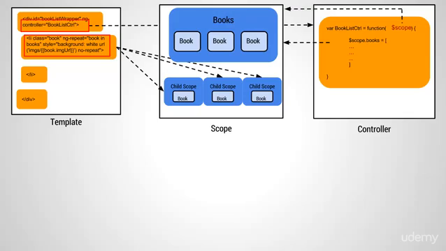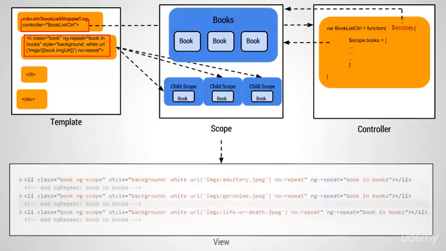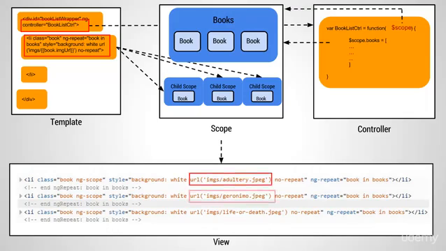So for each li element, it will create a new child scope and store the individual book object from the collection into the li element's $scope object. And the final output, our view, will be rendered using this new child scope object's data. You can see each li element is having a different image URL. This is the magic done by our child scope created by the ngRepeat directive.